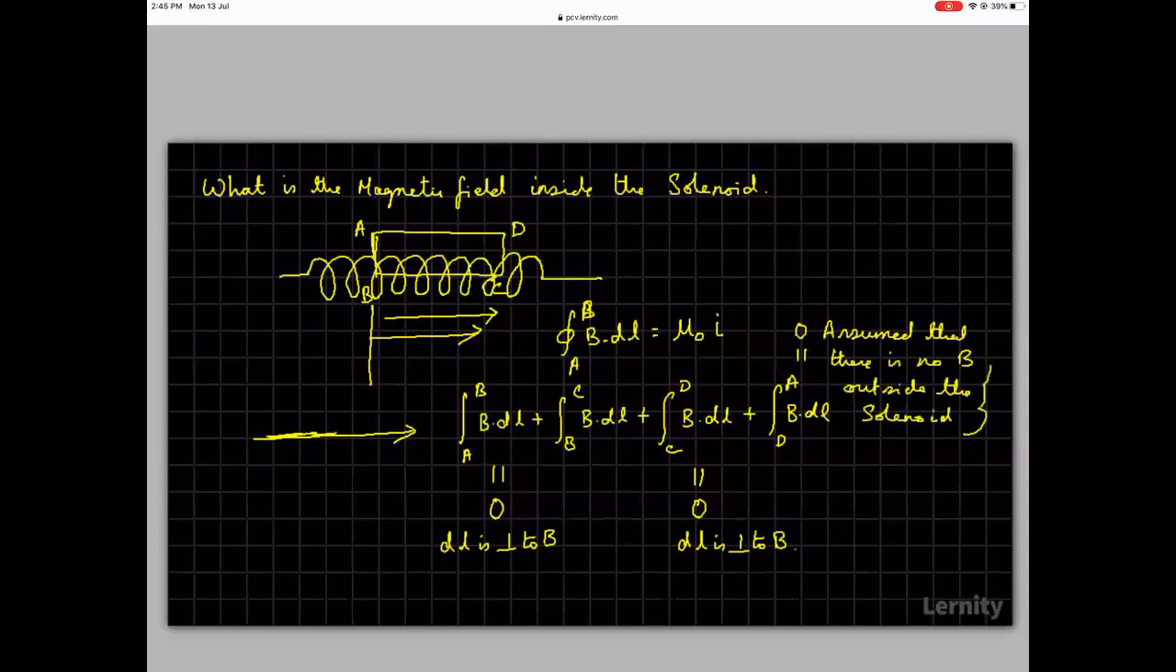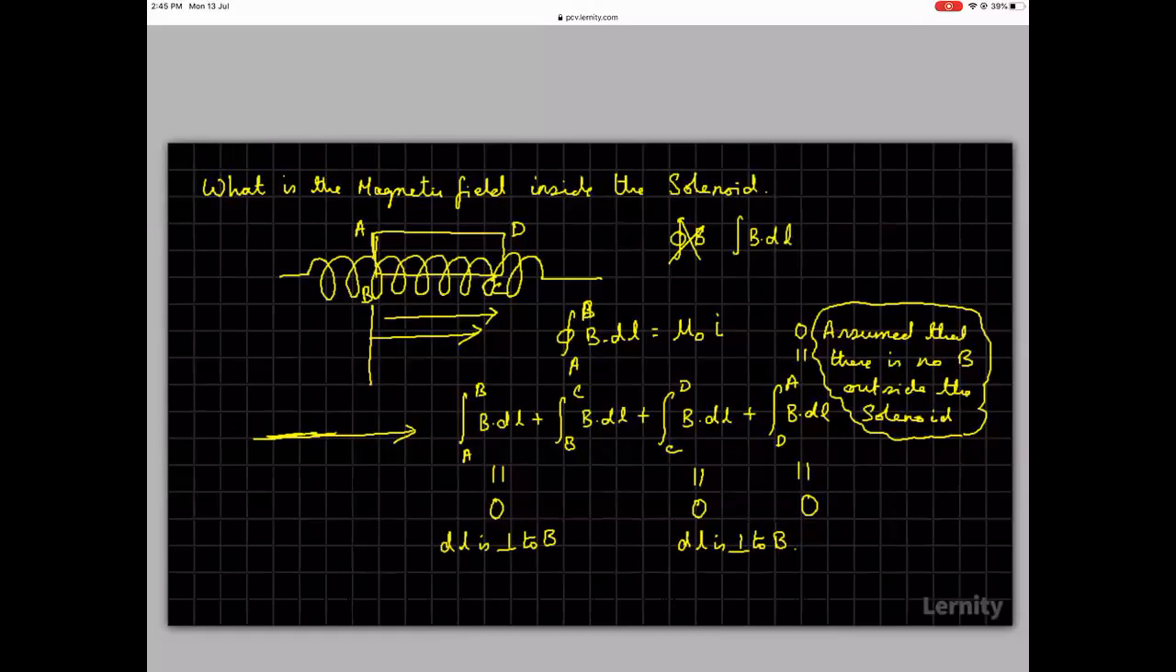It is an assumption that B is 0 outside. So if B is 0 outside, this ∮B·dl also becomes equal to 0. So the magnetic field inside the solenoid, if I am applying Ampere's loop, is simply equal to ∮B·dl.